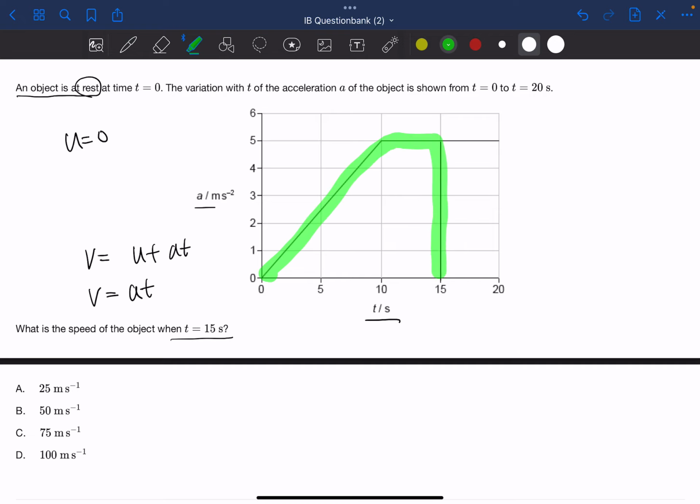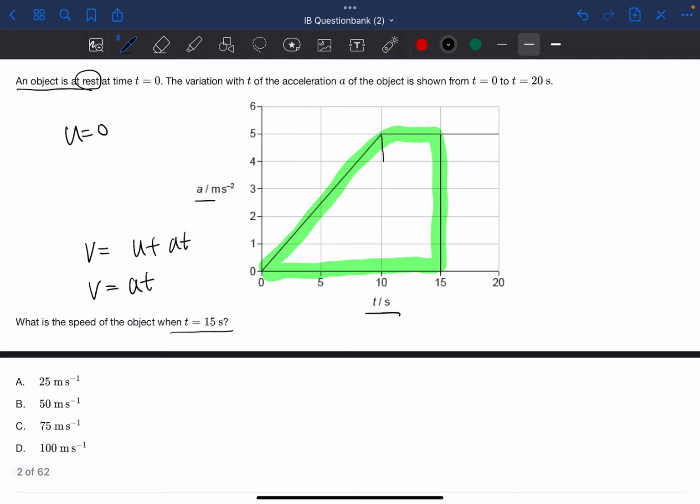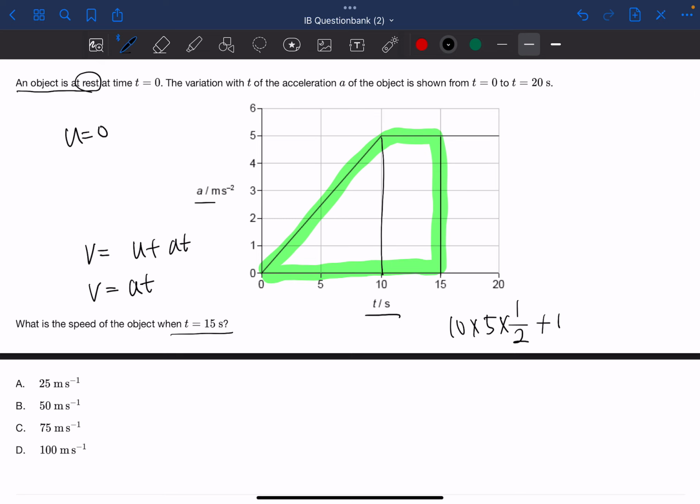this here, okay, like this. So the area for this triangle would be 10 times 5 times 0.5 plus, and the area for this rectangle would be 5 times 5. 25 plus 25 gives us 50 as the velocity.